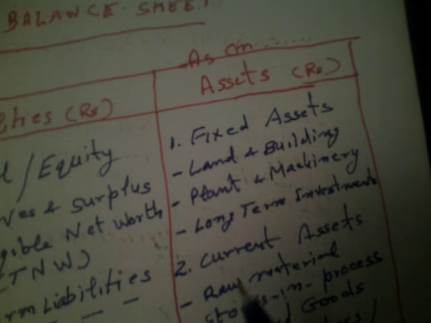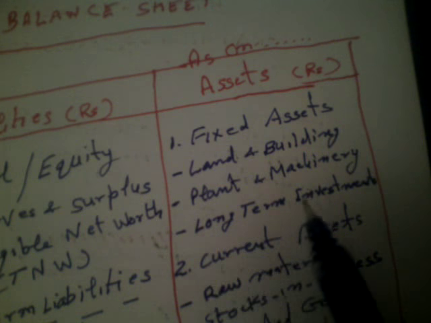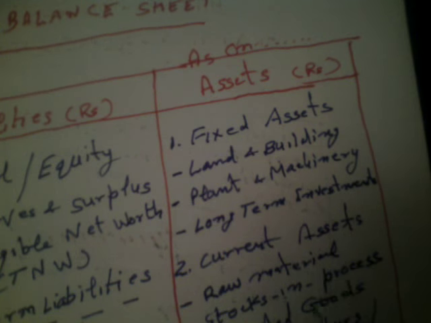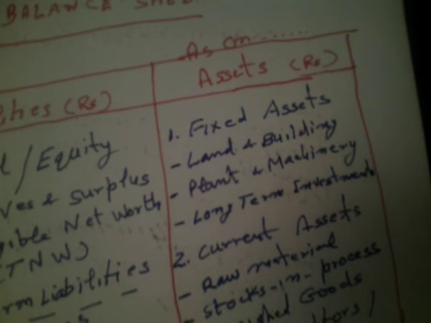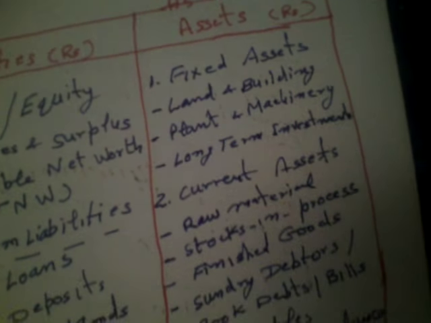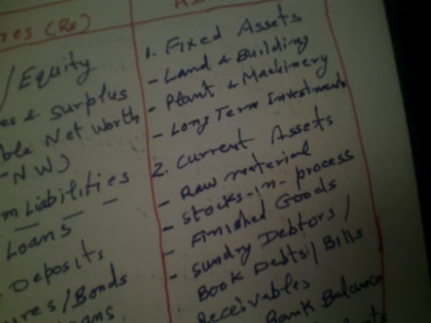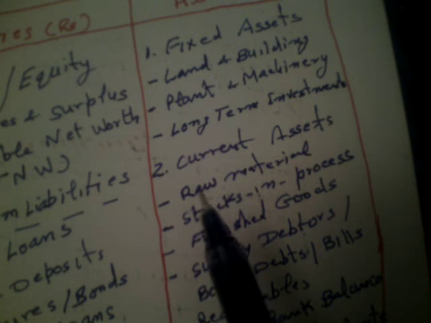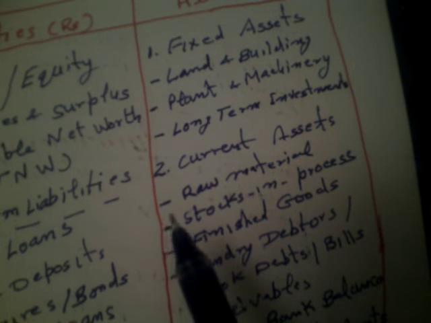So for that purpose you require land and building and plant and machinery. So these, or any long-term investment if the company has made in some other companies, will also be included in this one. So this is known as fixed assets. Now after the fixed assets, comes current assets.